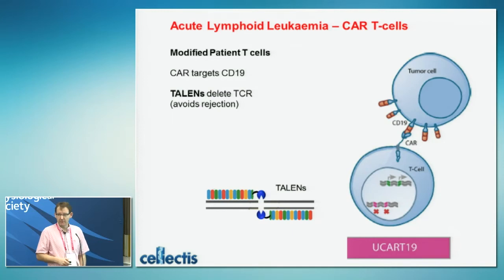The only problem is your own immune system destroys these donor T cells before they can act. So Cellectis developed these TALENs, which can delete the T cell receptor on the surface of these T cells, and this allows the T cells which are added to the patient to avoid the immune system for long enough to destroy the tumour, and at least in one case this had a very, very positive outcome.